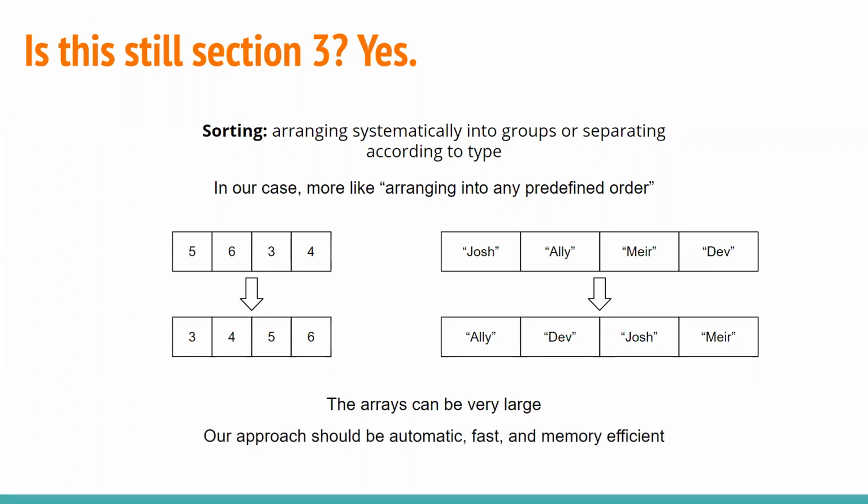So the approach that we use for sorting must be automatic, it must be fast, and it must be memory efficient. The main thing is that we want to program the computer to do this. For a human being, it's very easy to see that 3 must be at the beginning, then 4, then 5, then 6. We don't even really know how we do it. In our brains, it just happens.